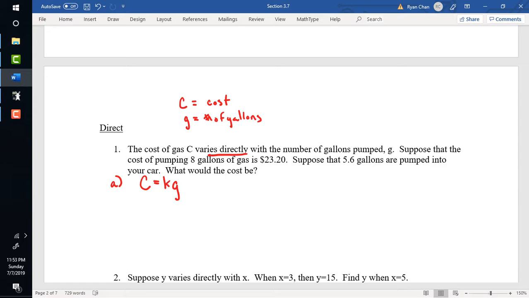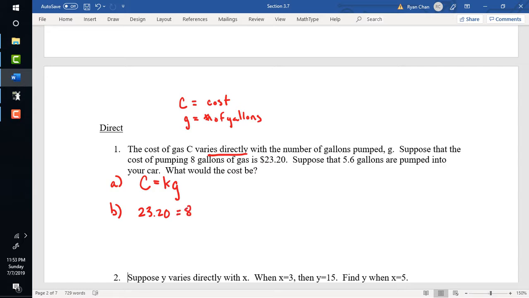So it's directly, so I say C equals K times G. Okay? And generally it goes in order too. So the second sentence says, suppose that if I pump 8 gallons of gas, you get $23.20. So I'm going to find K by plugging in these numbers. So cost is $23.20 and G is 8.